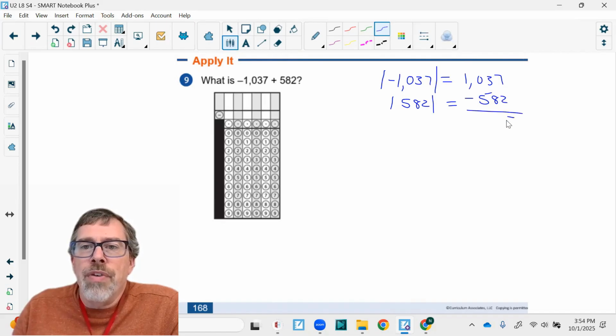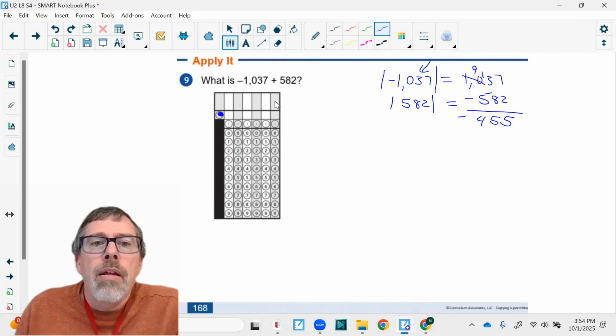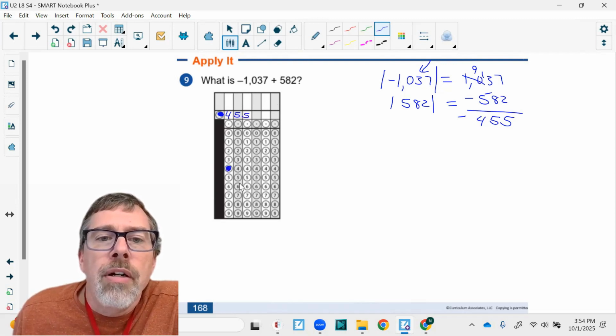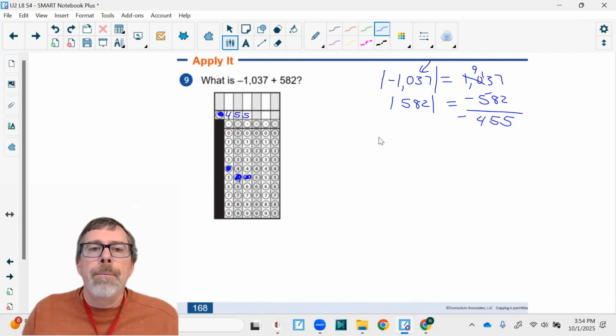7 minus 2 is 5. 10 will become 9 when I borrow. 13 minus 8 is 5. 9 minus 5 is 4. Take the sign of the bigger. It is negative. See the negative sign there? Okay, and it's going to be decimal point. No, there's no decimals. It is going to be negative 455. So I'd bubble the 4, bubble the 5, and bubble the 5. Okay.